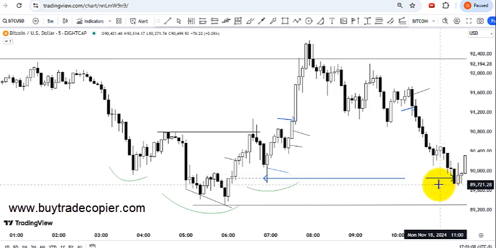So the total number of points on this with Bitcoin was 3,159. I don't do that every day, but it was a fairly decent day. It wasn't too difficult to see. Again, I trade this on a 5-minute chart. The TradeCopier executes these trades very, very fast.